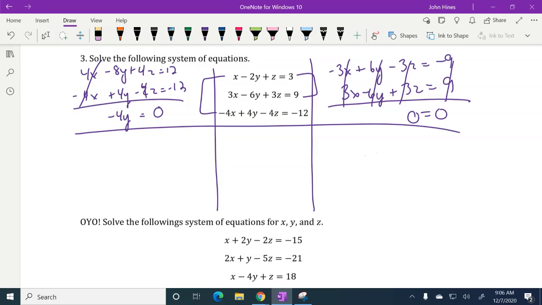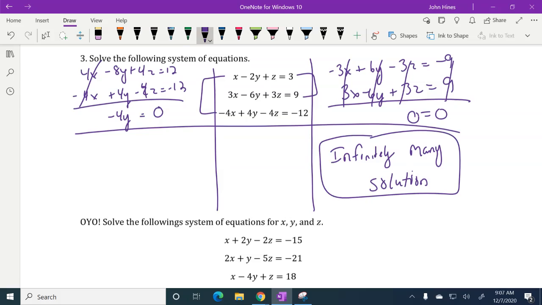It'd be nice if I could spell infinitely. Infinitely, close enough. Infinitely many solutions. The way that my planes line up here is they don't cross at one point. They cross at many points. It crosses at a line. This tells me my solution is actually a line, and that's way beyond the scope of our class here. That's for future linear algebra classes. But there are infinitely many solutions to this problem because you got 0 equals 0.